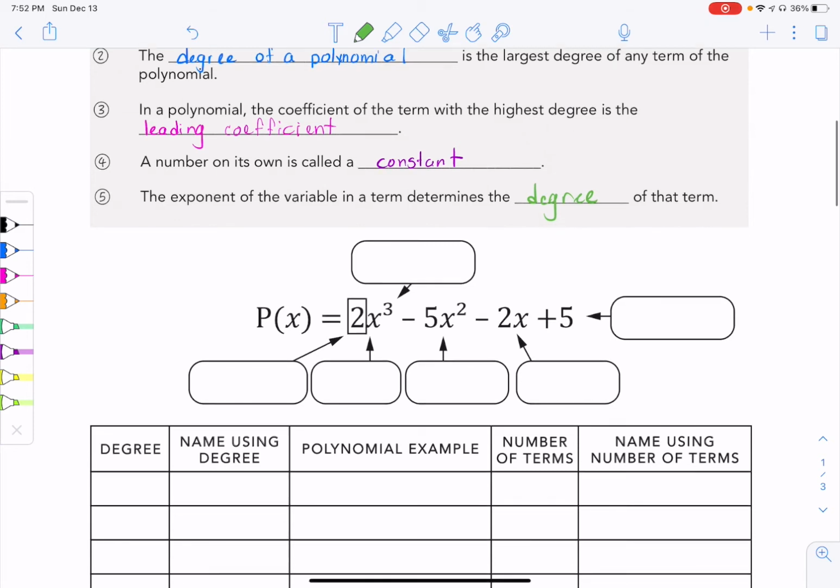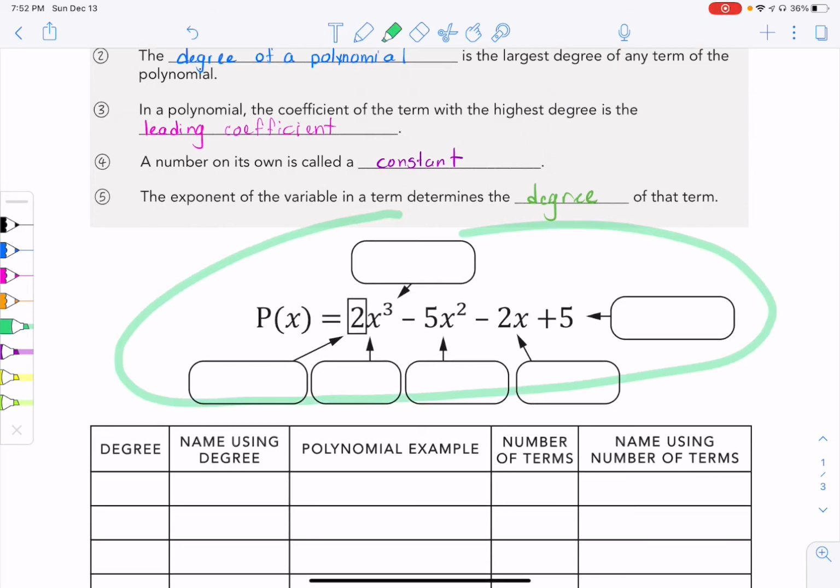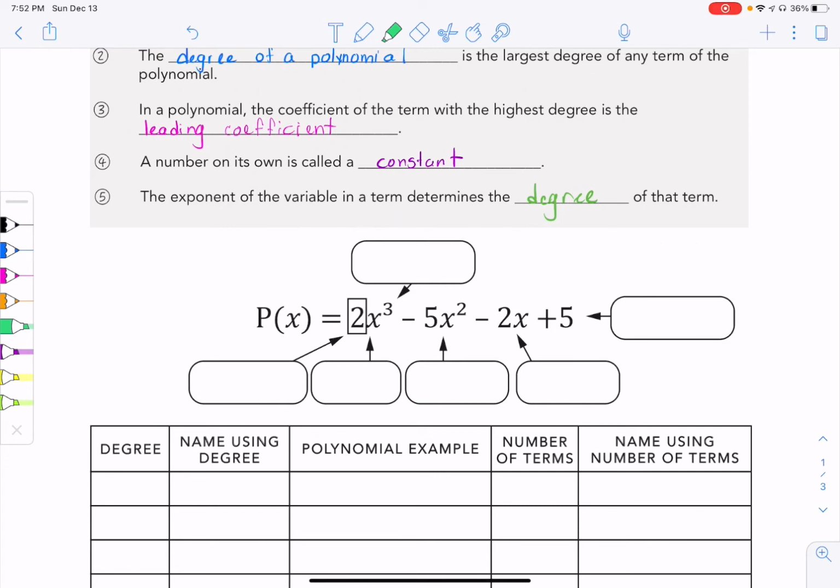If we scroll down and look at this example, we can fill in our vocab terms. So let's start with this term here. That is called the degree of a polynomial. That's the overall degree. It's always the largest degree. This number right here is called the leading coefficient. And I generally abbreviate leading coefficient as LC, which you'll see me do frequently.